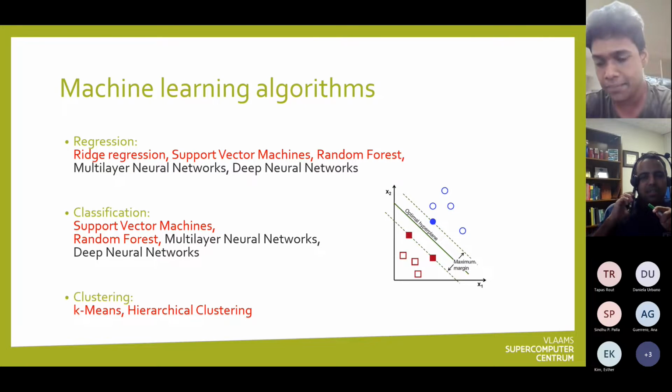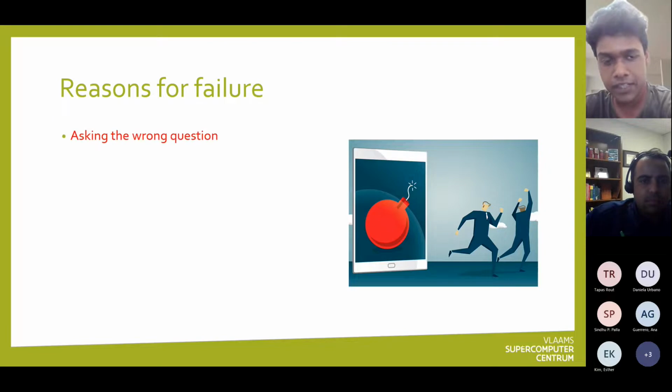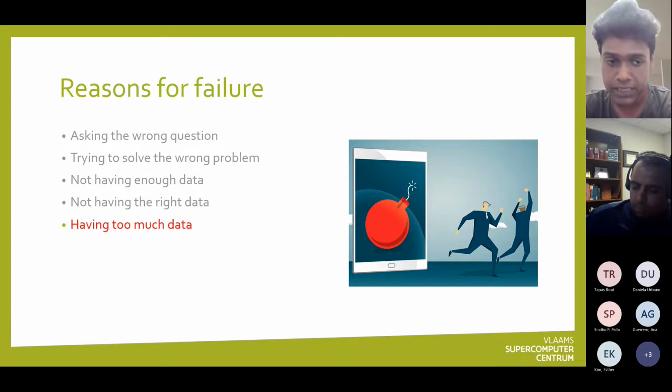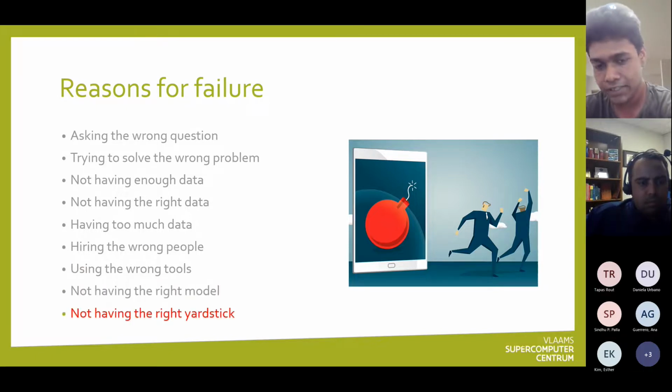Then by clustering, you have k-means and hierarchical clustering, which I discussed before. The main issue is that most machine learning algorithms in real time would fail at around 85%. But work is currently going on to improve that. So, reasons for failure: asking the wrong question, trying to solve the wrong problem, not having enough data, not having the right idea, like not having the right problem statement, having too much data, hiring the wrong people, using the wrong tools, not having the right model, not having the right yardstick.